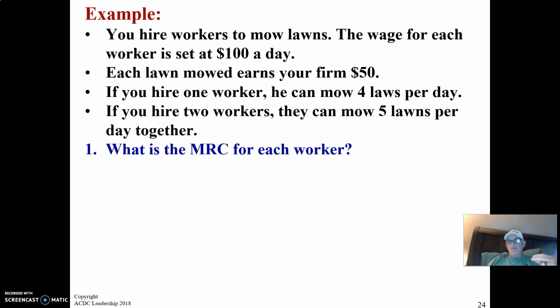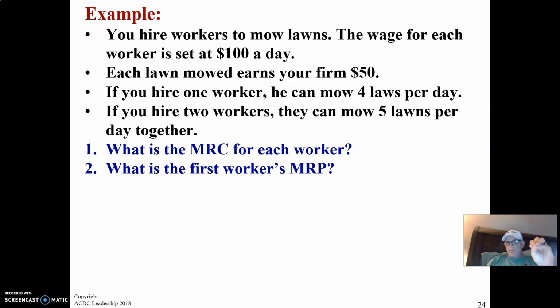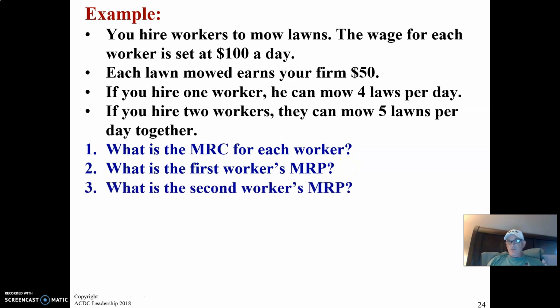So what is the MRC for each worker? MRC is the marginal resource cost. What is the MRC for each worker? MRC for each worker is $100. Okay, what is the first worker's MRP? His marginal revenue product. Okay, the first worker can mow 4 lawns. He's going to bring in $200. So that's his MRP. What is the second worker's MRP?